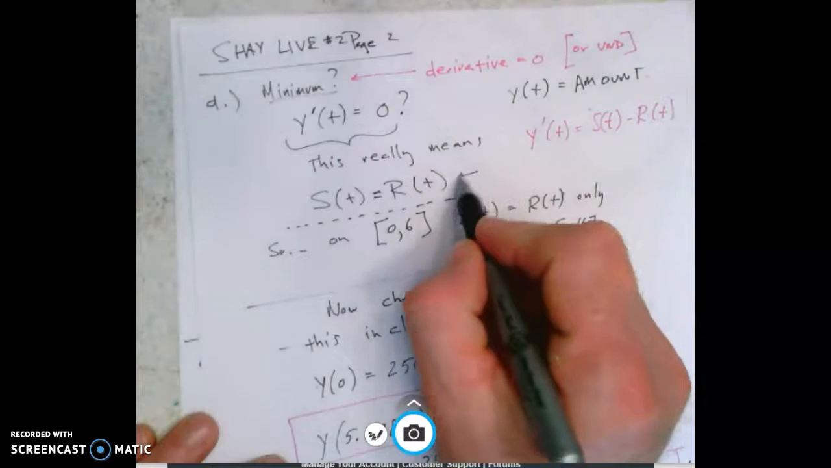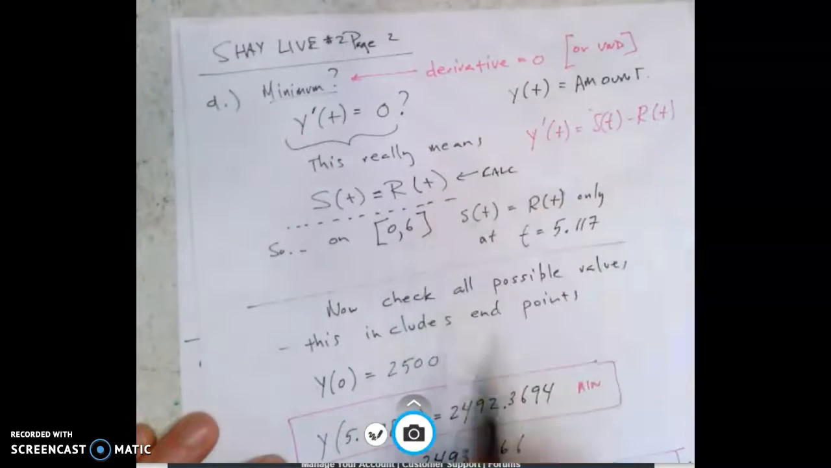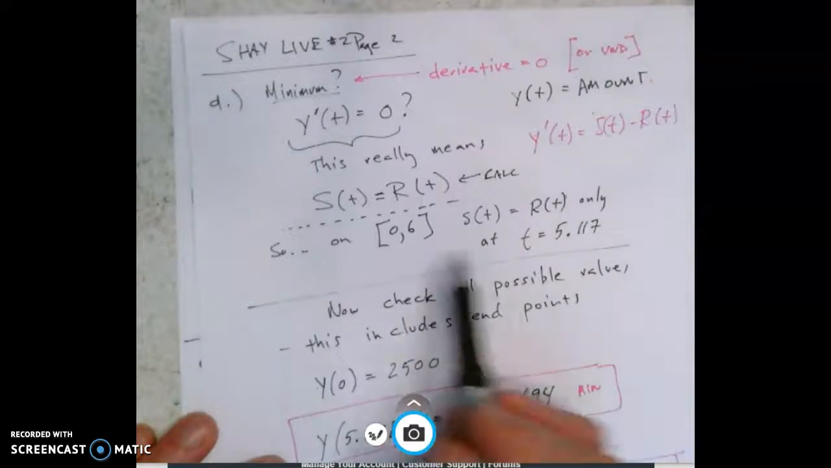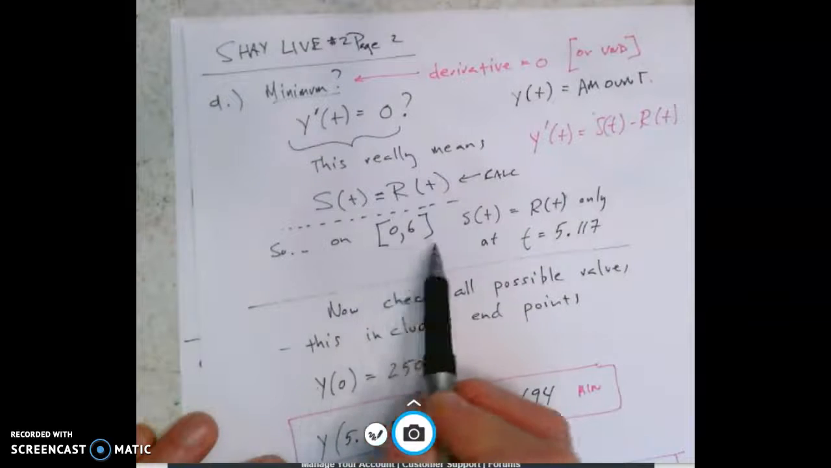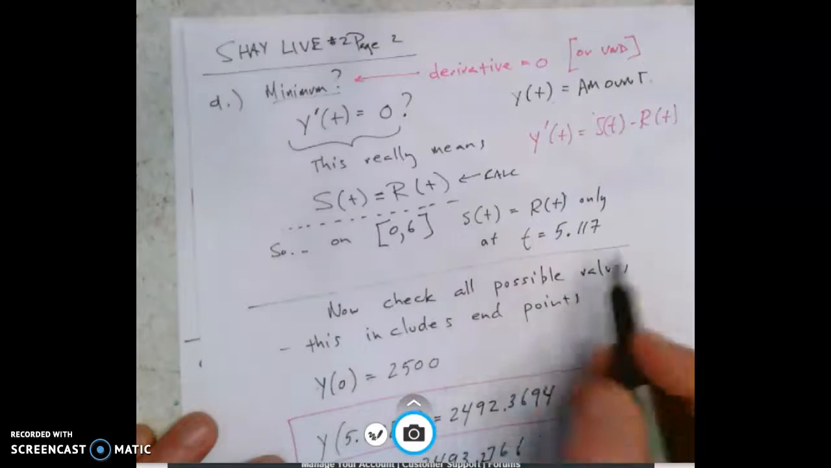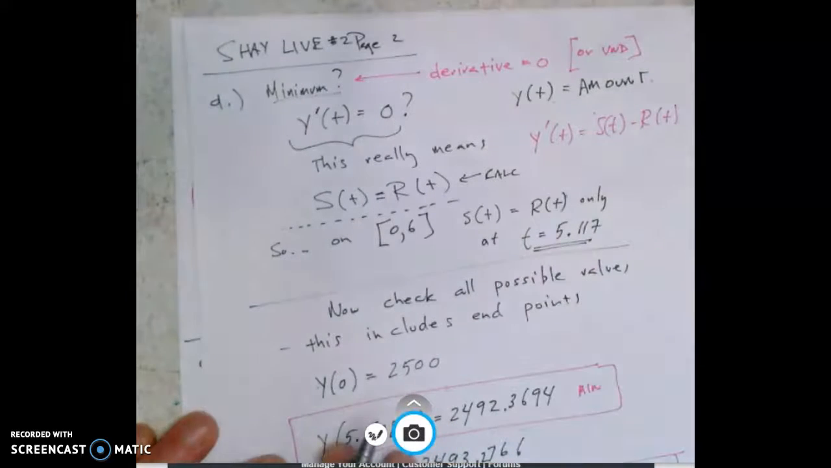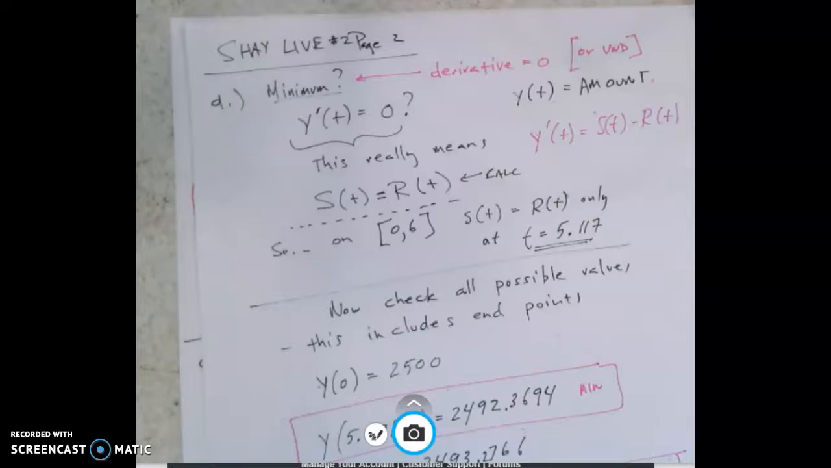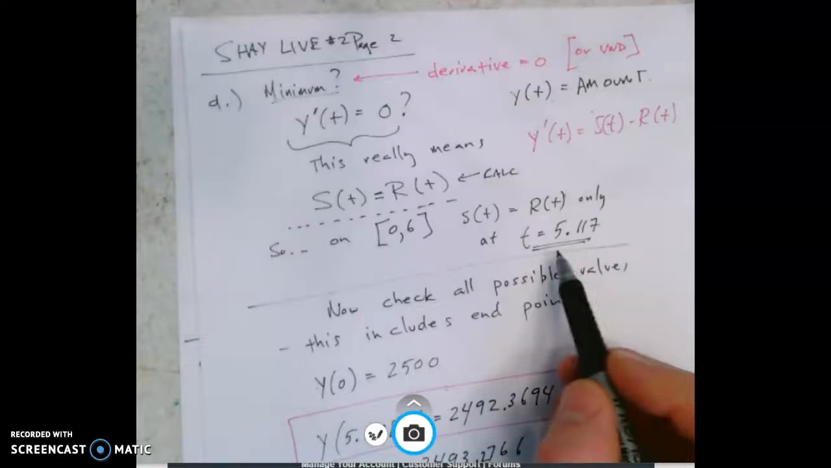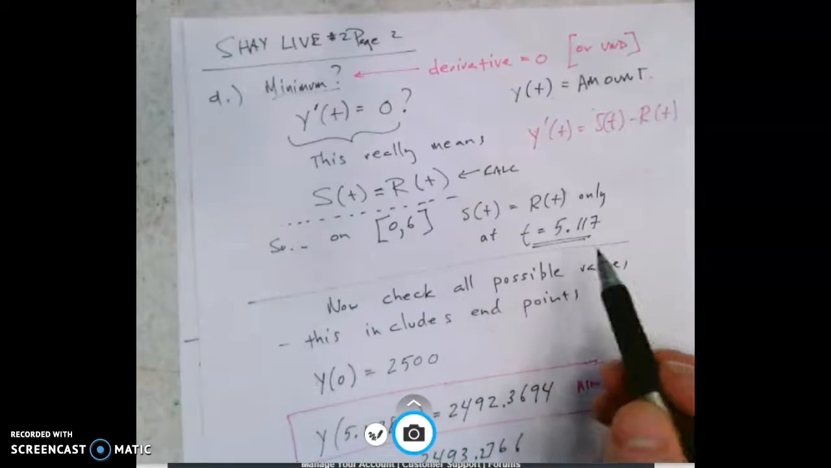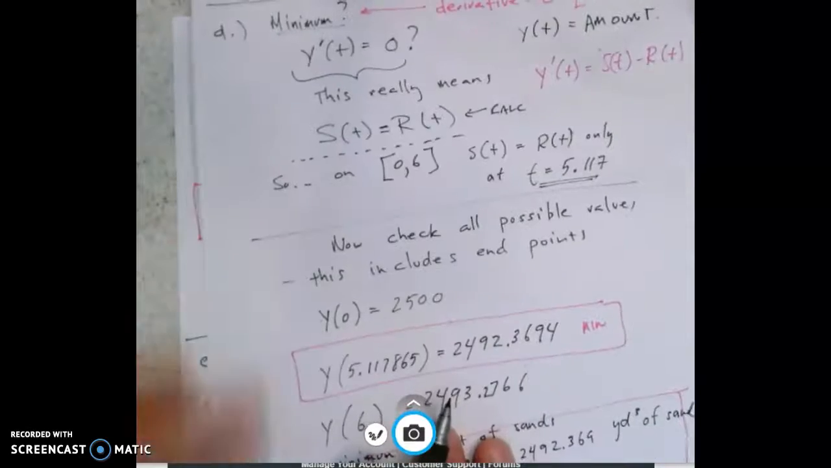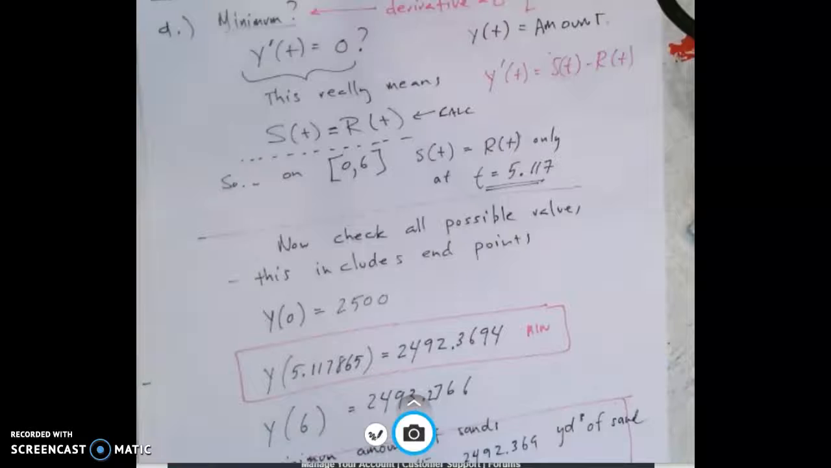So we put that in our calculator, and we find out that it only happens on the interval from 0 to 6, and we need to keep that in our calculator. It only happens once, at t equals 5.117. So the only possibilities for a minimum are t equals 5.117 and the end values, 0 and 6.